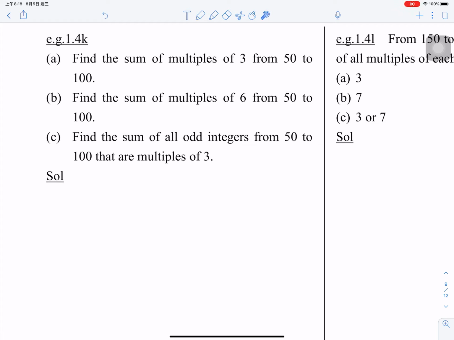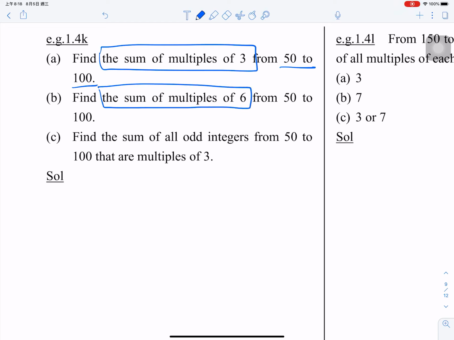Example 1.4k. Let's see. Part A. Find the sum of multiples of 3 from the value 50 to 100. That means in between these two values, find the sum of the multiples of 3. Okay. Part B. Find the sum of multiples of 6.